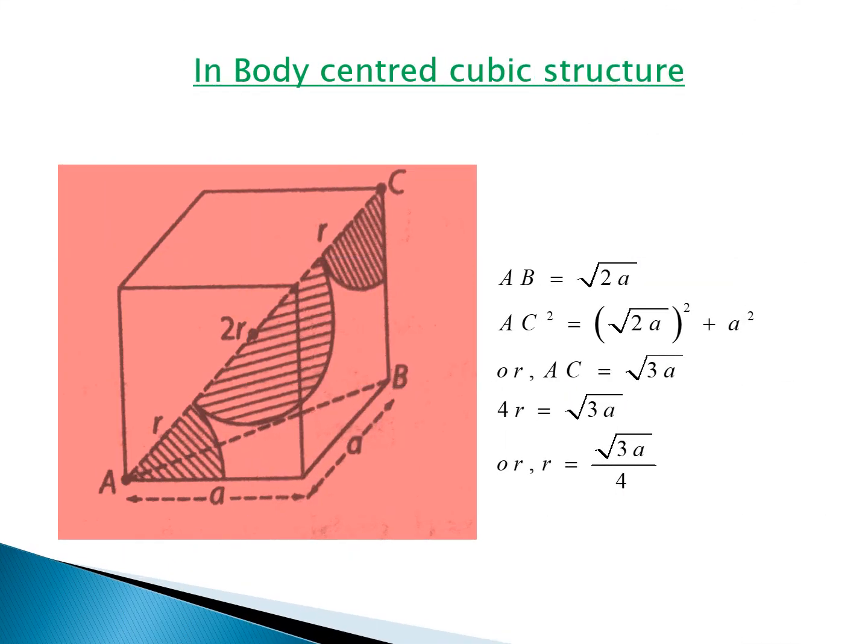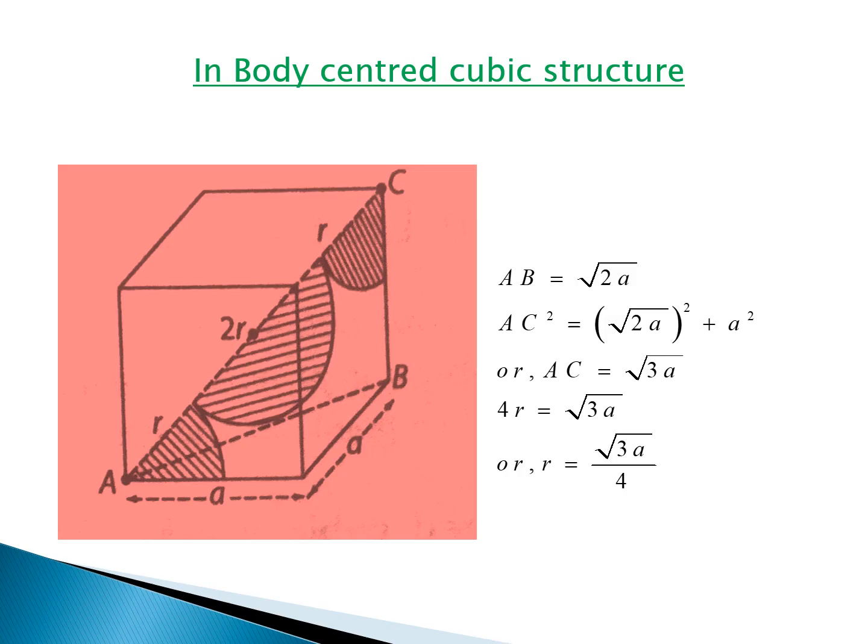The atomic radius in case of body centered cubic structure will be as shown in the diagram. We are having AB equal to root 2a. Due to that, AC square will be equal to AB square plus BC square. Now we have got the value of AB as root 2a, so we will put it there. Because of that, we will get AC square is equal to root 2a square plus a square. Now from that we will be able to get AC is equal to root 3a.